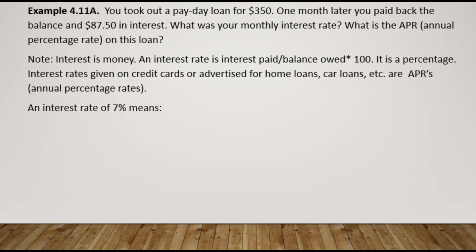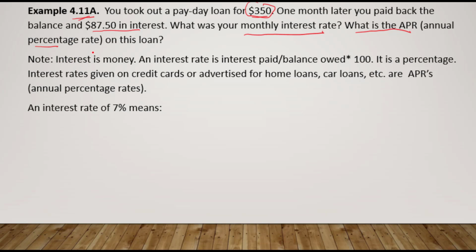4.11a is our first problem that you're responsible for. So it says you took out a payday loan for $350. 1 month later, you paid back the balance, which the $350 is the balance, and $87.50 in interest. What was your monthly interest rate? What is the APR? The annual percentage rate of this loan.